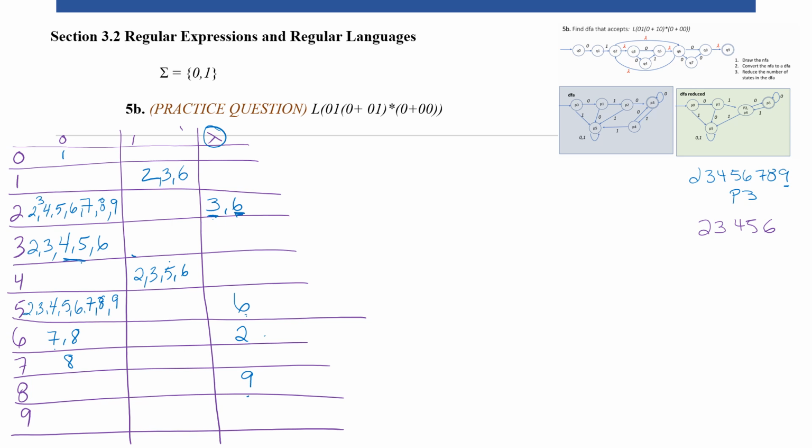If I'm in Q5 with a 1, I can't go anywhere because there's just no way to consume a 1 from Q5. All right, we're almost there. Now we got Q6. Q6 with a 0, obviously I can go to 7, 8, and I can jump to 9.